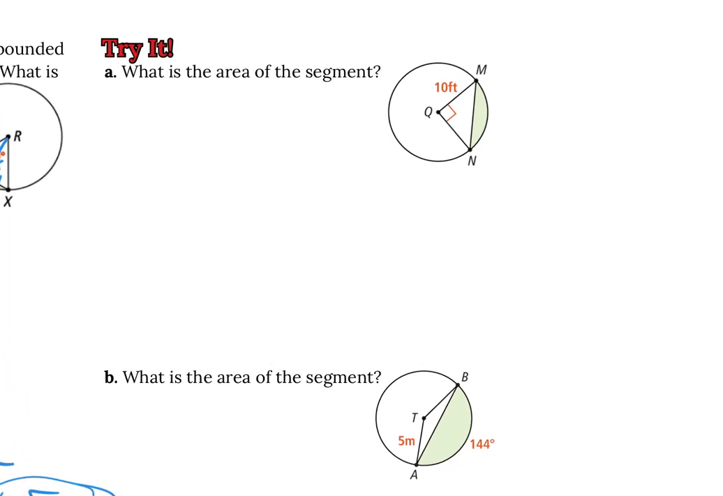All right, we want to find the area of the segment. Okay, so first we need to find the entire area of the segment, including the portion that's not shaded. My radius is 10, so that's going to get me 25 pi.